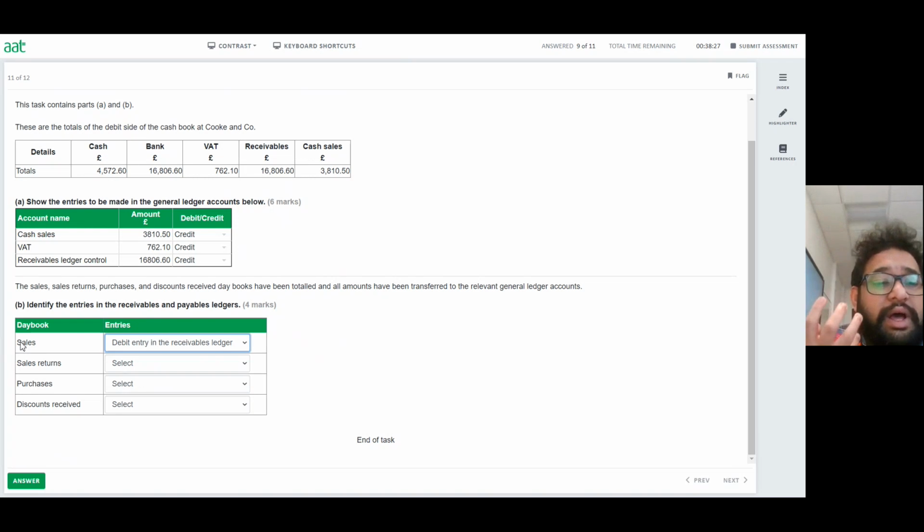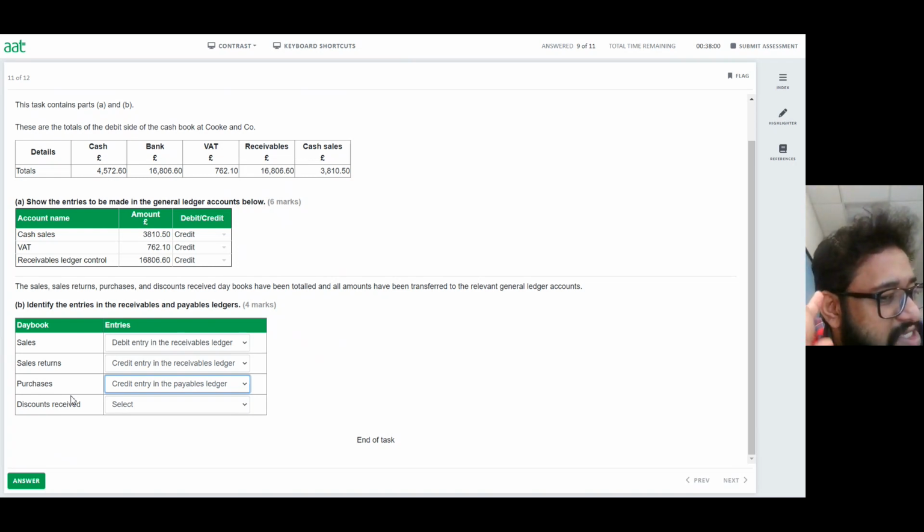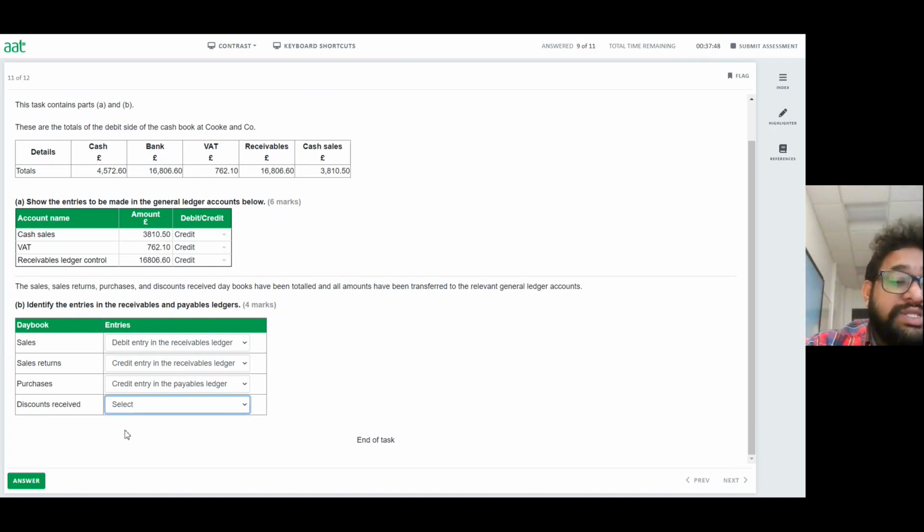On your sales day book, the receivable ledger account will normally be what we have found from the gross column, whatever it is there. Sales return will be a credit entry into the receivable ledger. Purchases is a credit entry into the payable ledger because that is a liability. When we bought goods on credit, that payable ledger control account will have a credit entry. But when we are receiving discount, what happens here? It becomes an income account. But your payables ledger control account will have the opposing entry on the debit side because it reduces the amount we have to pay to our supplier. So it's a debit entry into the payables ledger.